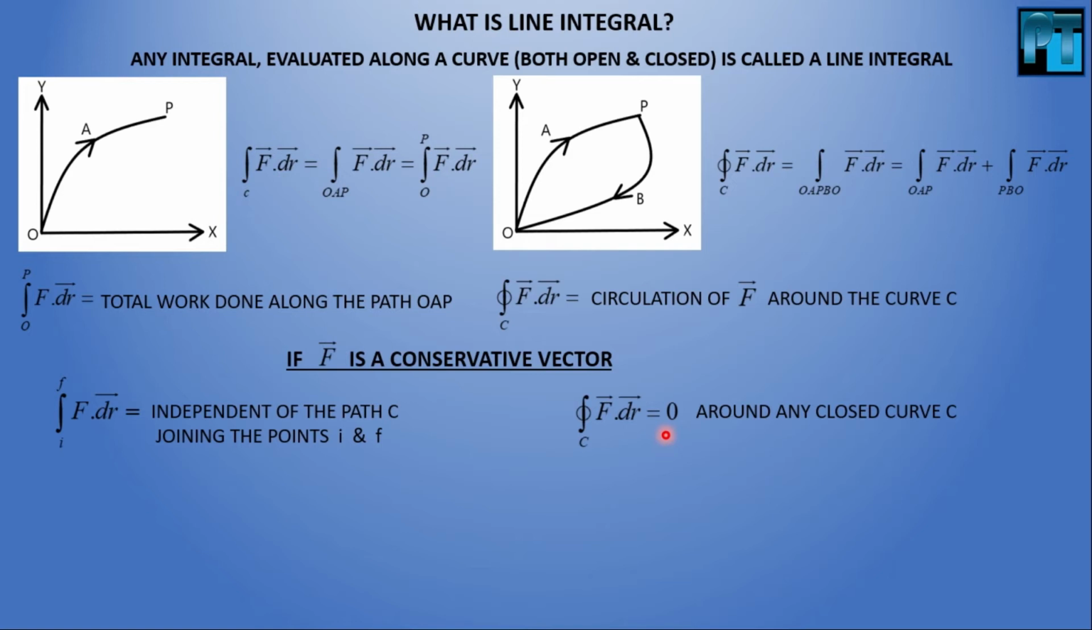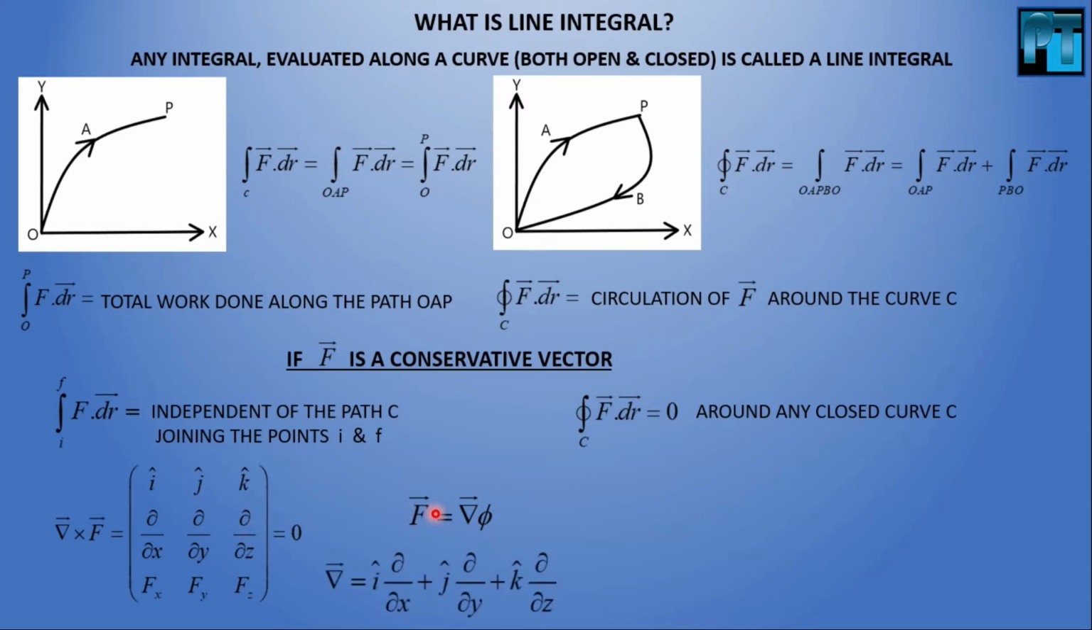Now we all know that if f is a conservative vector, then del cross f equals 0, and the consequence of del cross f equals 0 is that f can be written as the gradient of phi. What is phi? Phi is a scalar potential, and in these two expressions the del operator is there. This del operator can be written as i cap del/del x plus j cap del/del y plus k cap del/del z. Actually it is called the nabla operator. It is the vector representation of the differentiation operator.